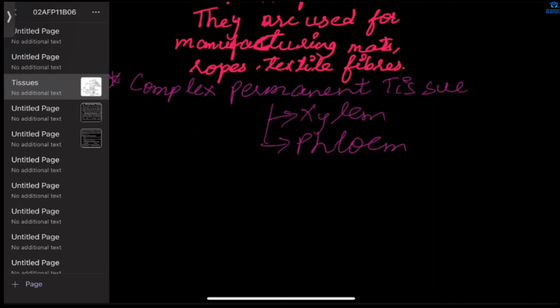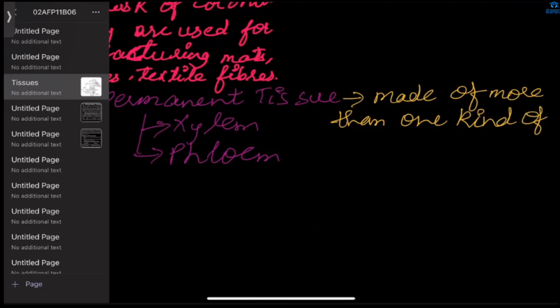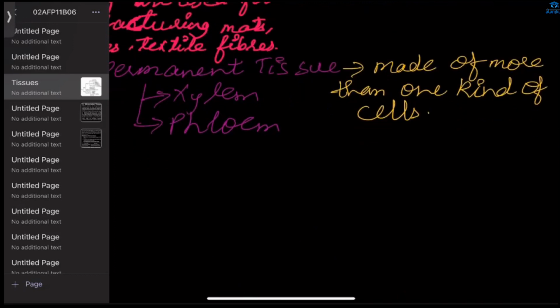What are complex tissues? They are made up of more than one kind of cells. They also have a common origin, which is why they are called tissue. They have different appearance and different shapes. Despite that, they coordinate to perform the same functions.